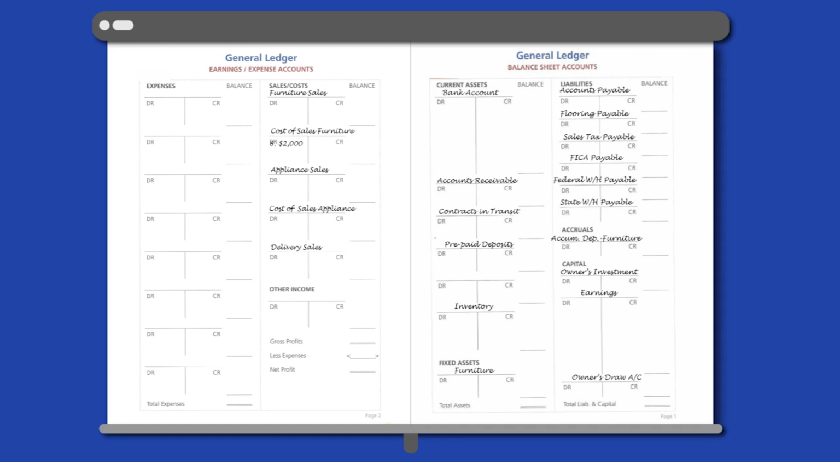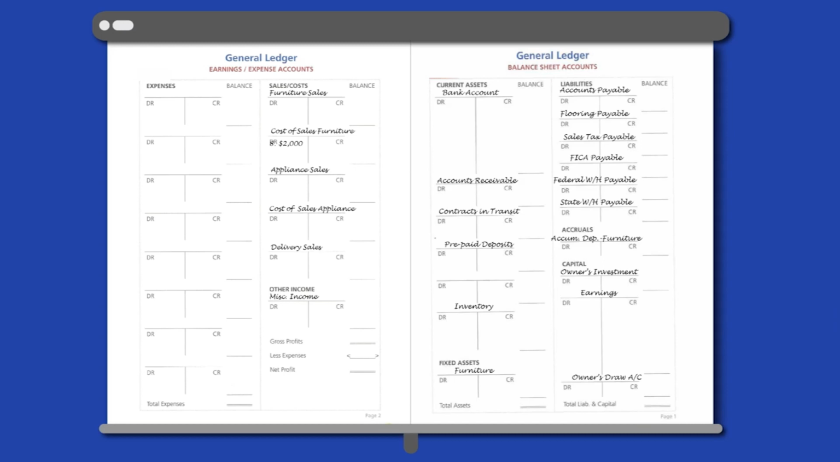Okay, and under other income, we'll just have an account called miscellaneous income to pick up all the incidental, small, little, occasional monies we might pick up that are unusual, that we don't need to have a separate sales account for. Okay?